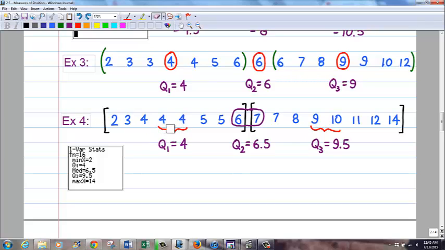So the middle 2 here are both 4s. So obviously, if they're the same number, that would be the average. So 4. Here we have a 9 and a 10. So you add those together, divided by 2 is 9.5.